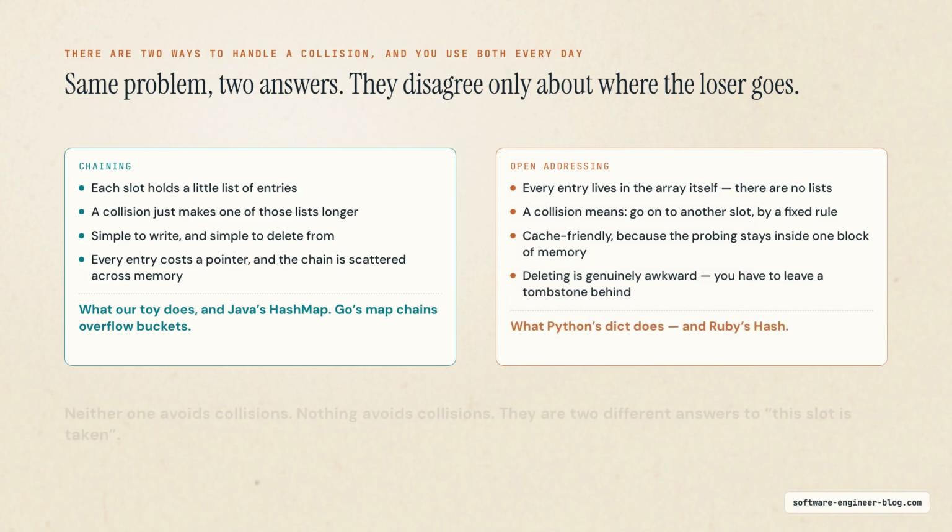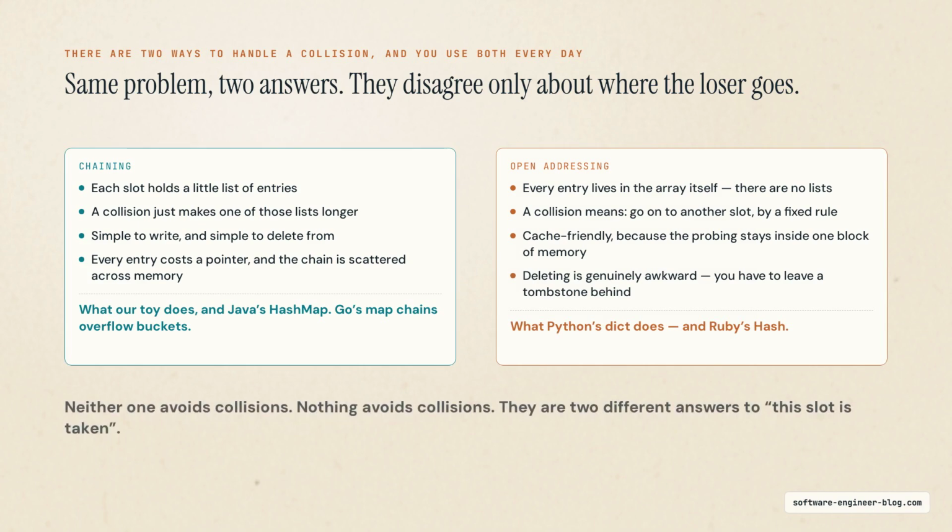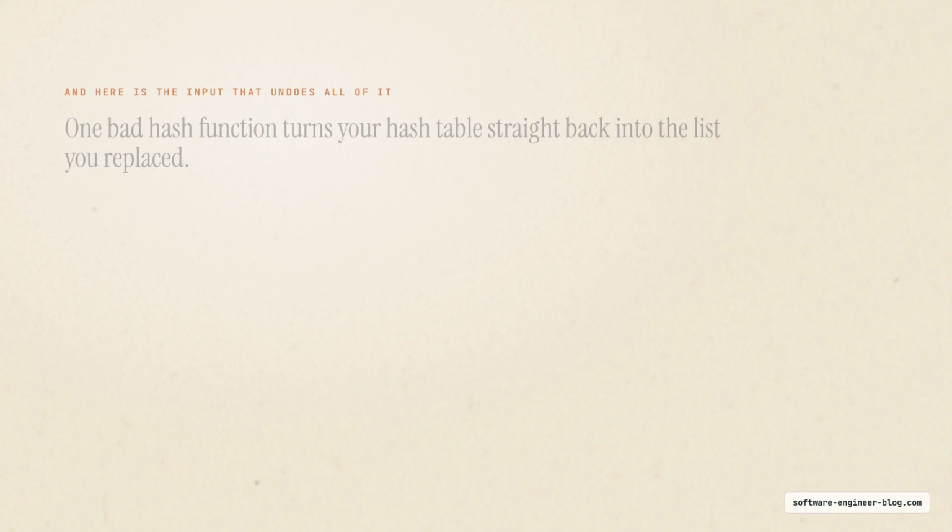You cannot just empty a slot, because that breaks the chain of probes, so you leave a marker behind, a tombstone. Neither approach avoids collisions. Nothing does. So when does that famous big O of 1 stop being true? Here is the honest answer.